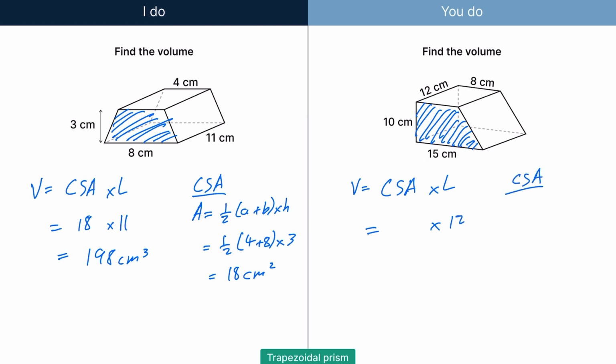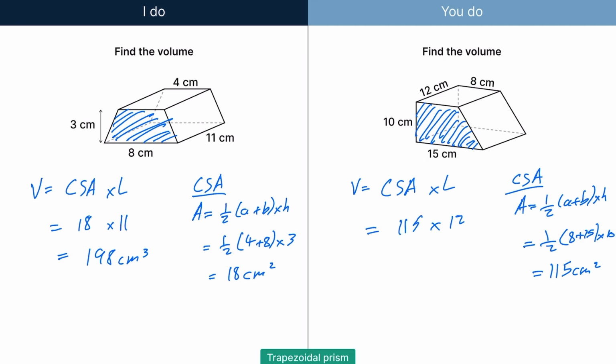The cross section area, again, is the area of a trapezium. So a half a plus b times height. In this case, it'll be a half, A is that which is 8, B is that which is 15. So 8 plus 15 times that by the height, which is 10. So a half 8 plus 15 times 10. That gives me 115 centimeters squared because it's area.